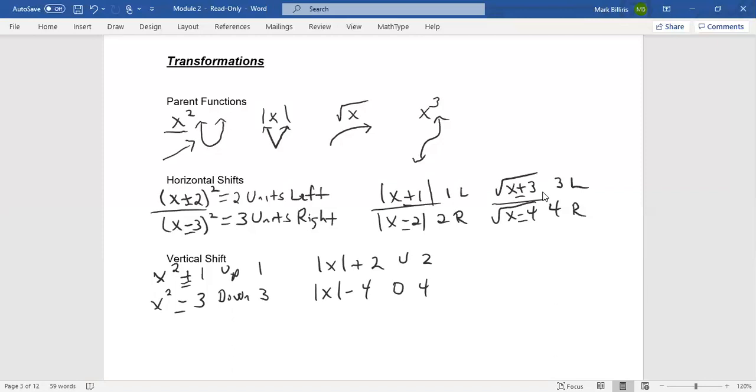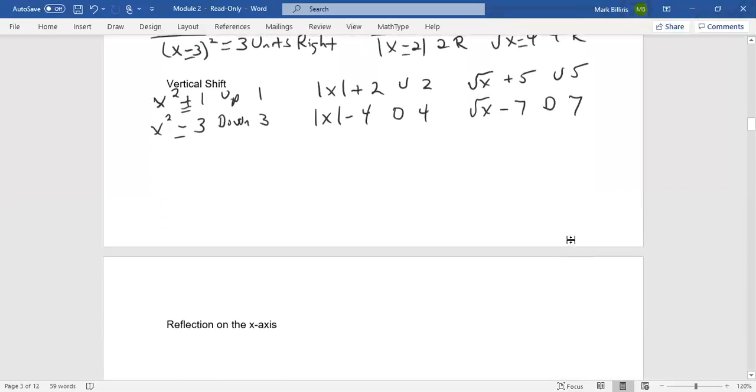For radicals, same thing. So here we'd have the square root of x plus 5, the square root of x minus 7. Notice again, the 5 and the 7 are not underneath the radical sign. So the first would be shifting up by 5 units, and the second would be shifting down by 7 units. And we'll talk about this, and you'll see how this works when we graph.